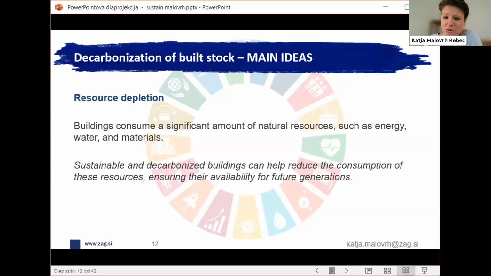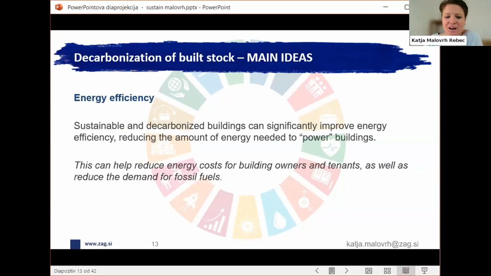Next one is resource depletion. So by building buildings or the built environment in general, we consume significant amounts of natural resources, energy, but also water and materials. So this might not be good for our future generations, and we might want to take a look into it and maybe change some of our practices.